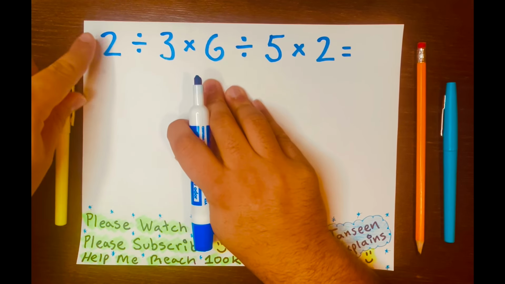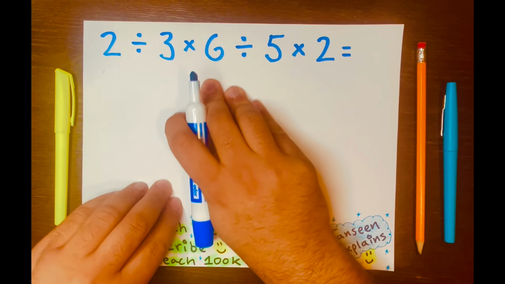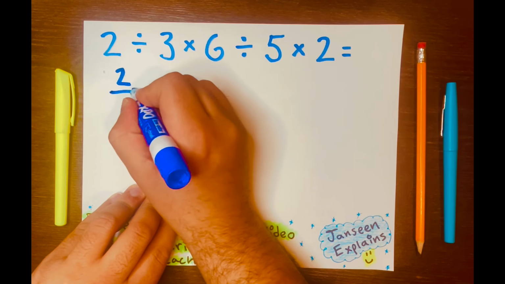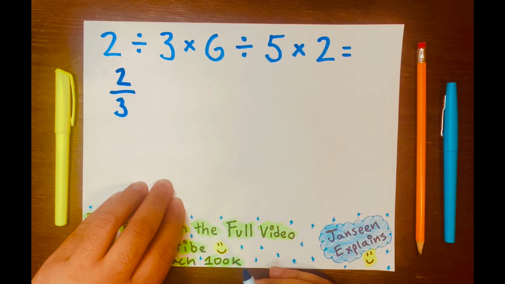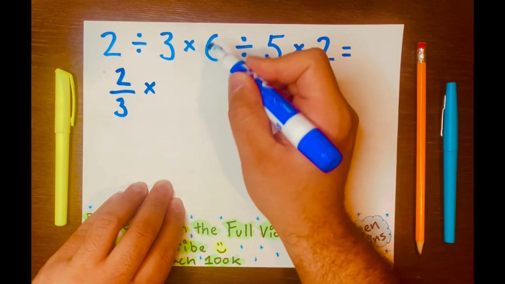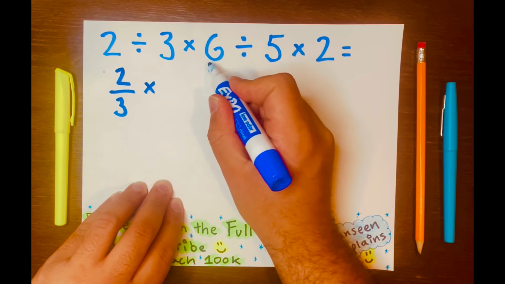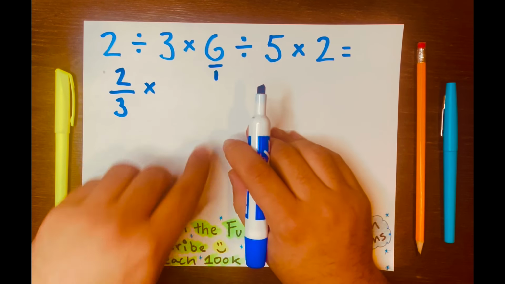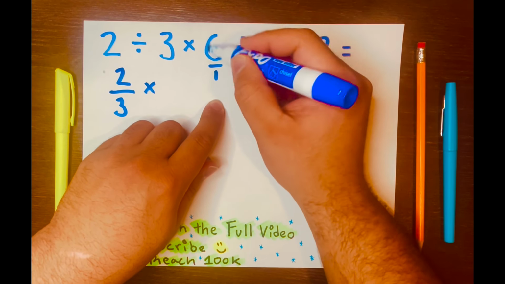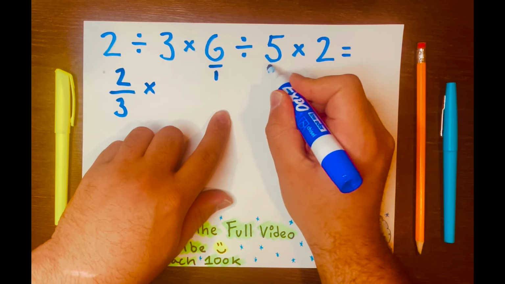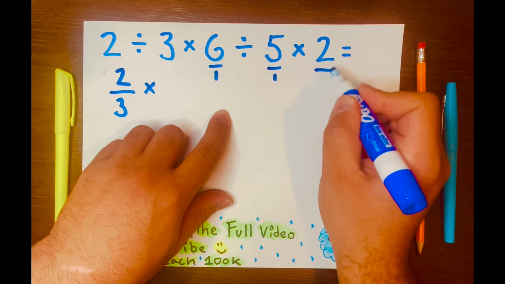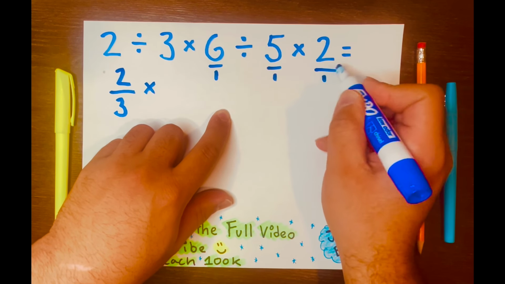So I want to turn this 2 divided by 3 into a fraction. So it'll be written like this, 2 over 3. And then bring down the times or multiplication symbol down. And let's turn this 6 into a fraction as well, because we know 6 divided by 1, or 6 over 1, equals 6, does not change the 6. Let's do the same thing for the 5. 5 over 1 equals 5, does not change the 5. And 2 over 1 equals 2.